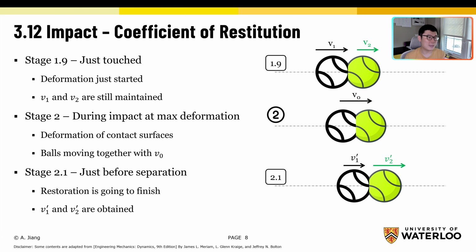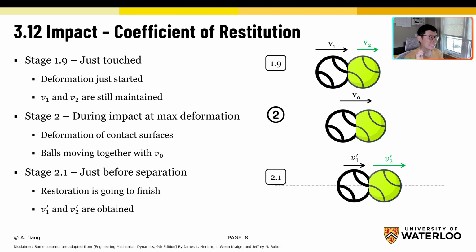And then we have stage 2.1. This is just before they're going to separate. They have completed the impact, they're going to separate. But just before they separate, they are still in touch. At this stage, both of them have almost restored their original shape, let's say like 99.999% restored. At this time, their speed is going to be infinitely close to their final speed, v1 prime and v2 prime.